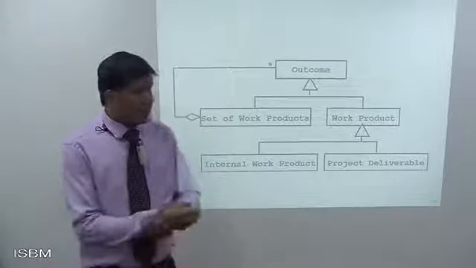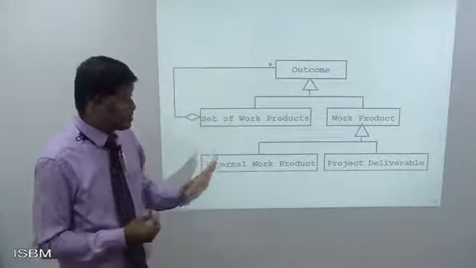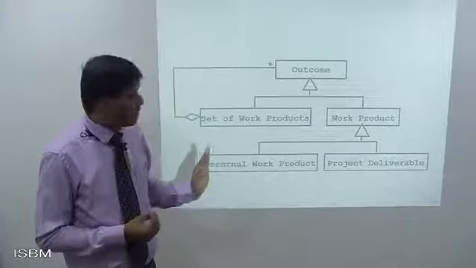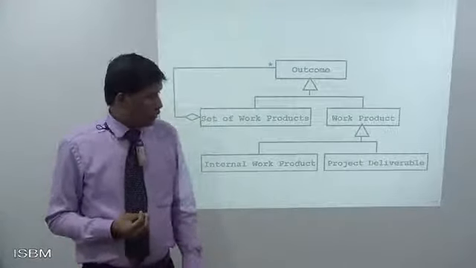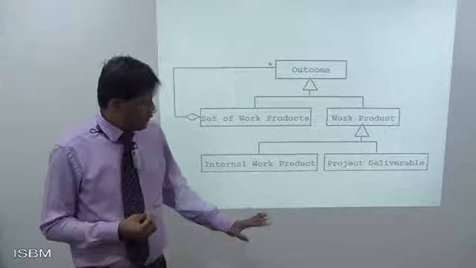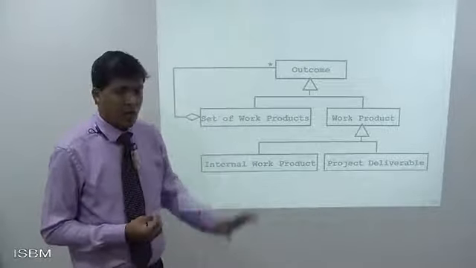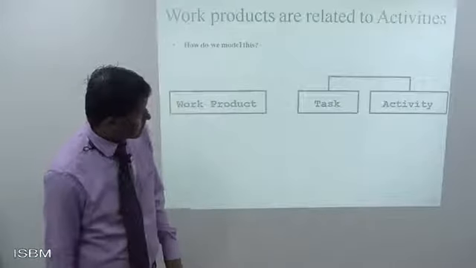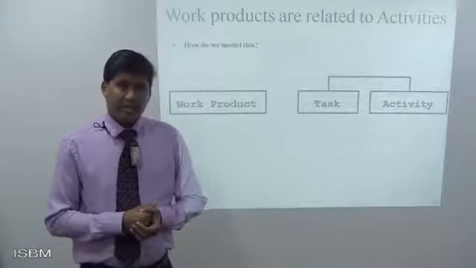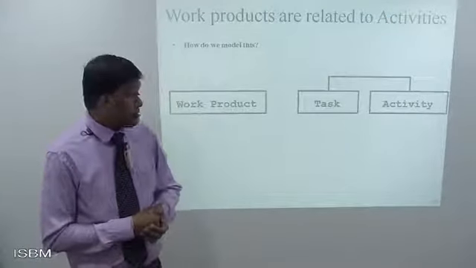So when we are looking at this chart, it shows that there is a set of products, so an outcome has to be there. So from a work product, with a set of work products, we have an outcome. On one side we have internal work products, we have project deliverables, we get work products, then we have a series of work products, we get the outcomes. Work products are also related to activities as well. That means, how do we model this?